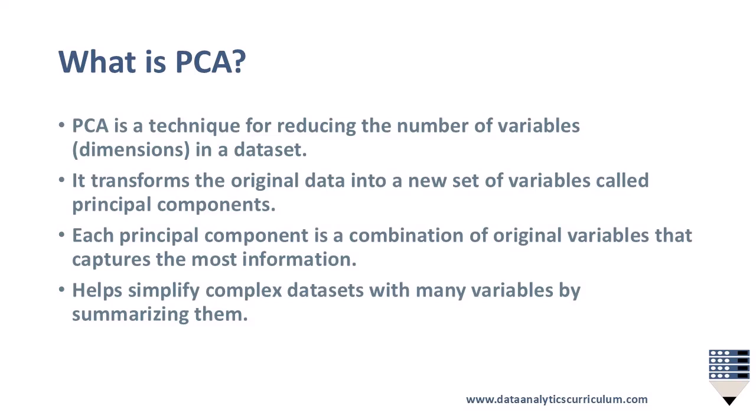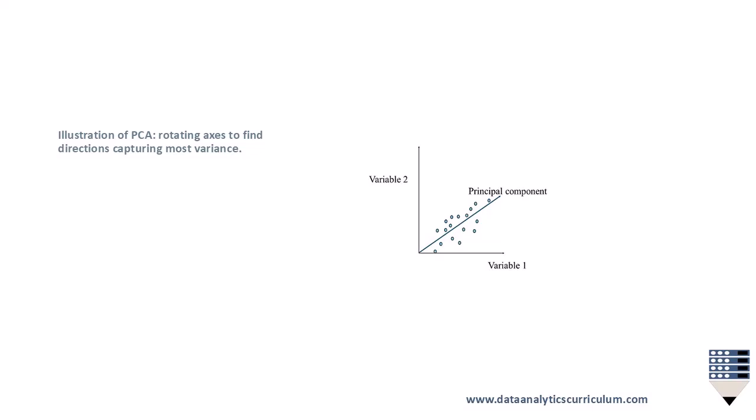What is PCA? Principal components analysis is a dimensionality reduction technique. It takes a dataset with many correlated variables and transforms it into a smaller set of new variables called principal components. Each principal component is a combination of the original variables that captures as much variation as possible in the data. In other words, PCA helps us find the main directions or patterns in our dataset, the dimensions along which the data vary the most. You can think of PCA as a way to rotate the axis of your data to find the angles that best summarize the variability. It doesn't delete information, it simply re-expresses it in a more compact form.